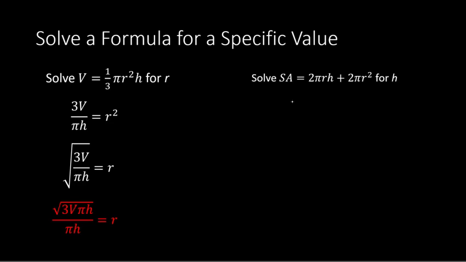We'll do another example over here where we have surface area equals 2 pi r h plus 2 pi r squared, and we are solving for h. Alright, so this one has a little more work to do. So h is right here. And with the h, we have multiplication of the 2 pi r right there. And we also have the addition of 2 pi r squared.